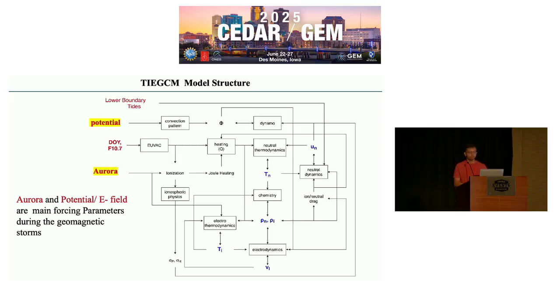If we talk about the magnetospheric forcing, which is pretty important during geomagnetic storms, it uses potential and aurora as the forcing parameters. We need to represent these forcing parameters properly in the model if we want a more realistic simulation. If we have more realistic forcing, then we get an improved simulation.